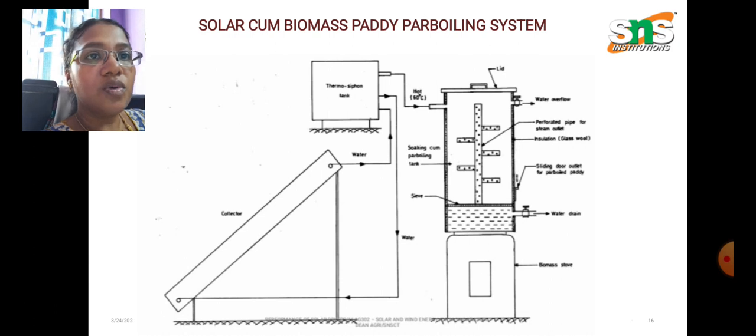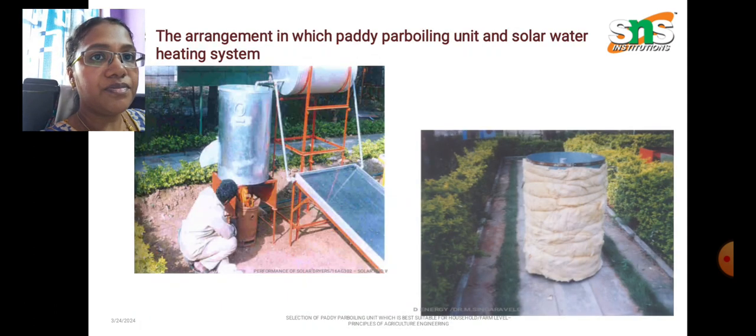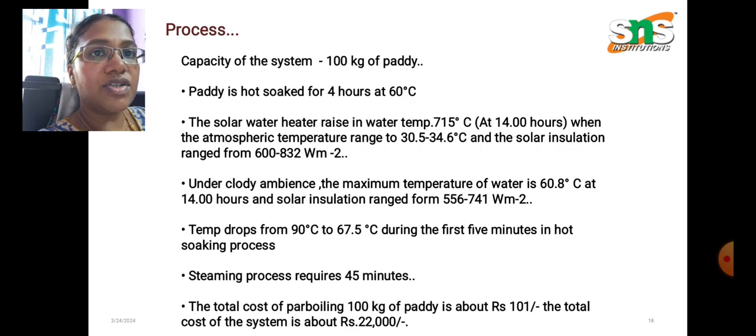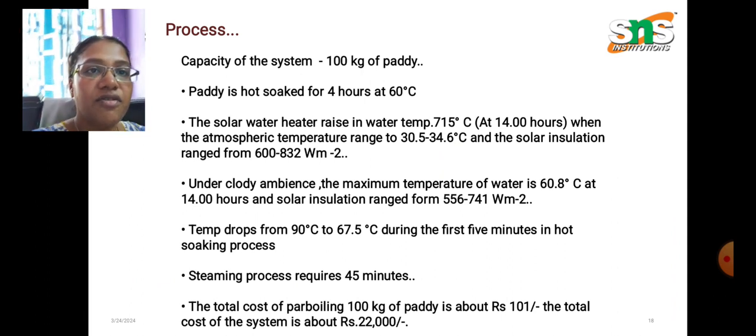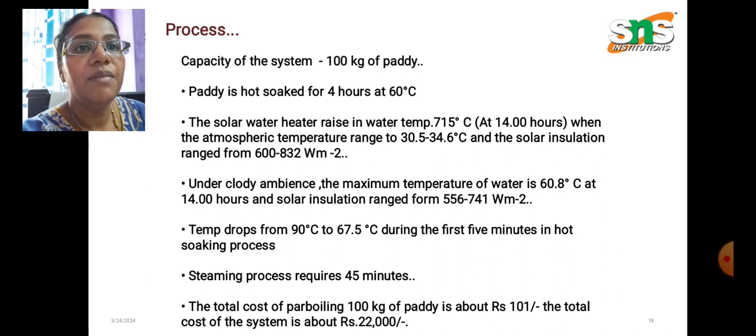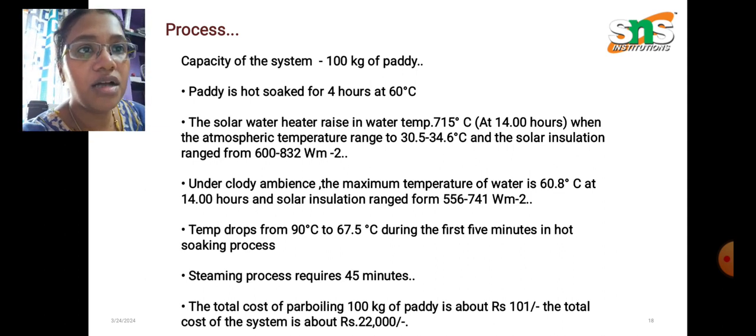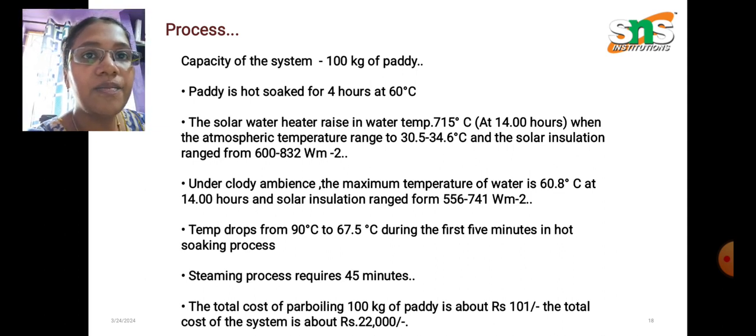So this is a solar cum biomass paddy parboiling system that was developed. The arrangement of this is shown in the picture, where the paddy parboiling unit is attached along with the solar water heating system. The main unit will hold a capacity of 100 kg of paddy. Paddy is hot soaked for 4 hours at 60 degrees Celsius.